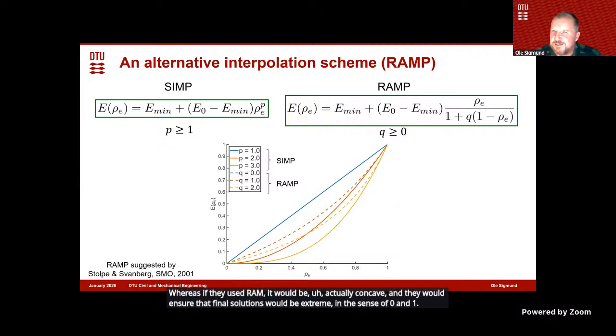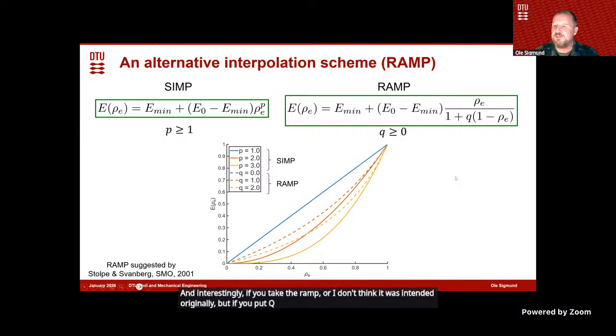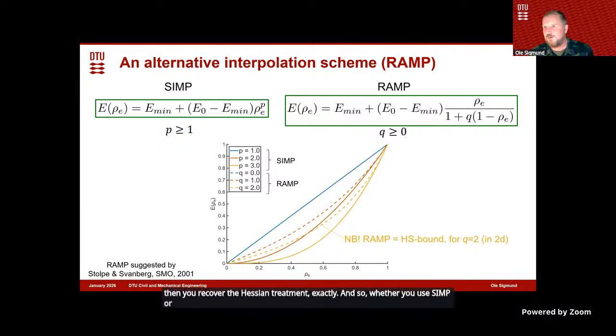And interestingly, if you take the RAMP law, I don't think it was intended originally, but if you put Q, which is sort of the penalization factor in the RAMP law, to 2, then you recover the Hashin-Shtrikman bound exactly. And so whether you use SIMP or RAMP can be up to the problem you're looking at or your preference. It has subtle differences, but I will not get into that right now.